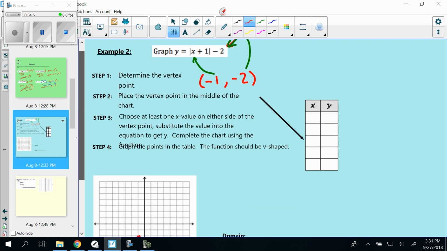From before, it's positive in front. This one's going to open up. So we should see, when we're done, a V shape like this. Okay, now we'll give you some ways you can get the rest of the graph. One is now to graph and get some other points.